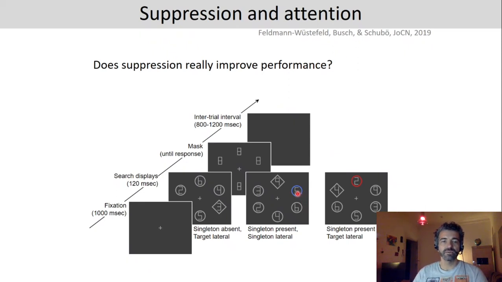And in addition to that, the singleton could be presented laterally. So this is the case here. The target is on the vertical midline, the distractor is presented laterally, and here it's vice versa. So what you would expect is, in these trials, you would expect a PD component if there is suppression going on. Here you would expect an N2pc because the salient distractor is on the vertical midline and the target is presented laterally.